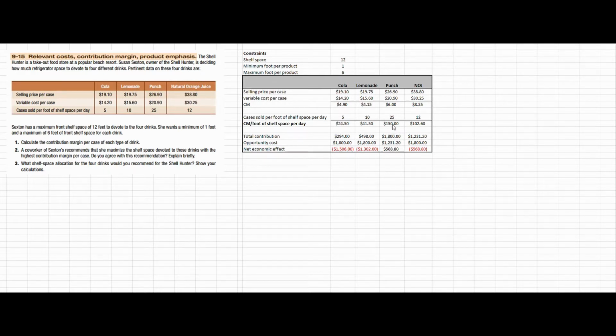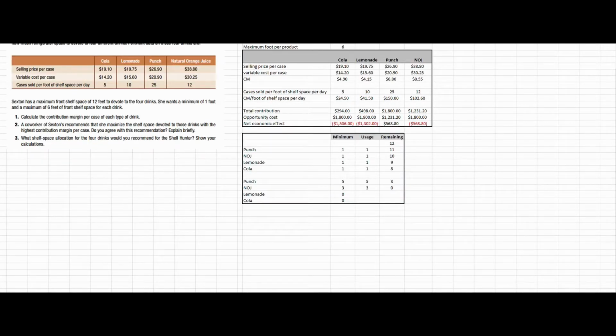So what happens if I take 1 unit, 1 square foot in this case, away from punch and were to give it to cola? Well, I would be giving up $150 of contribution, and I would be receiving $24.50 of contribution. What would happen if I had to give up 1 unit of lemonade and I was going to replace it with punch? Well, I would be giving up $41.50 of contribution, and I would be receiving $150 worth of contribution.